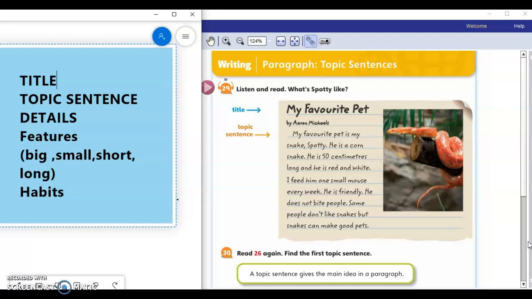Okay. Well, first of all, I want you to listen to this piece of writing, and then we are going to talk about it, to analyze it, to see what the parts of this paragraph are. Are you ready? Let's get started.